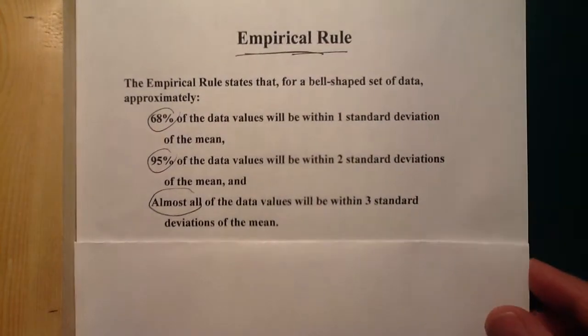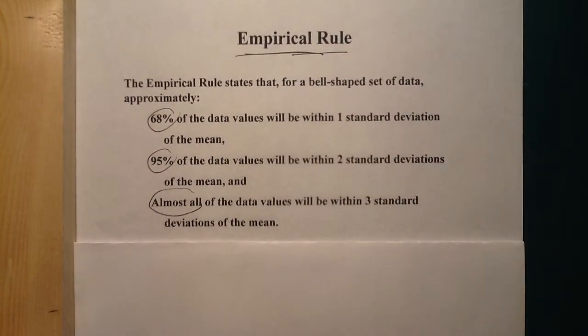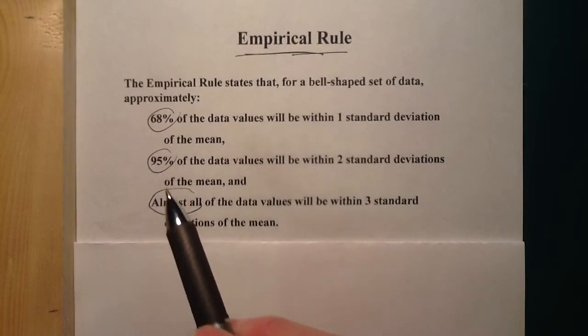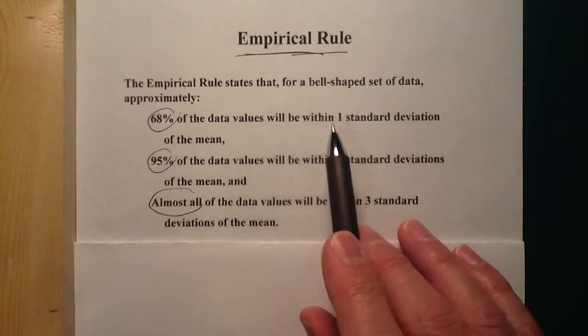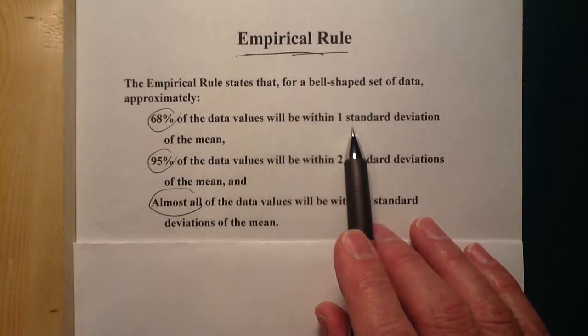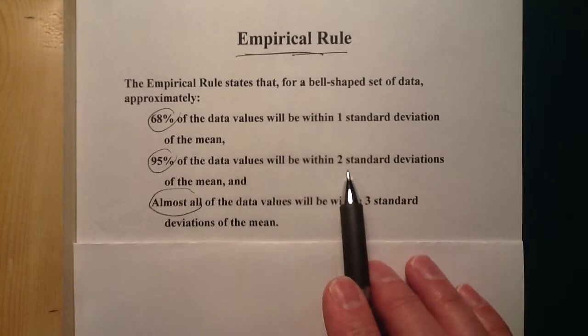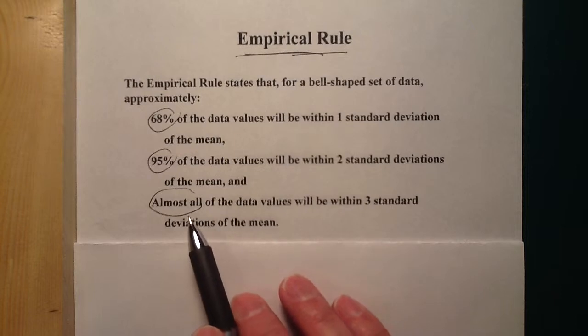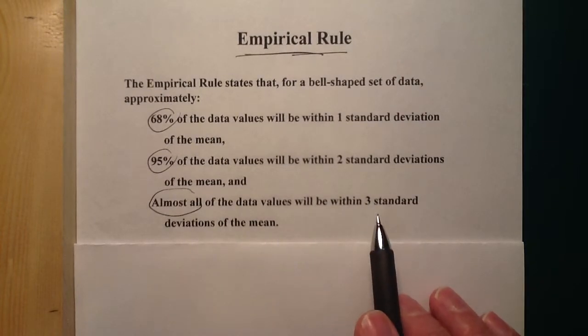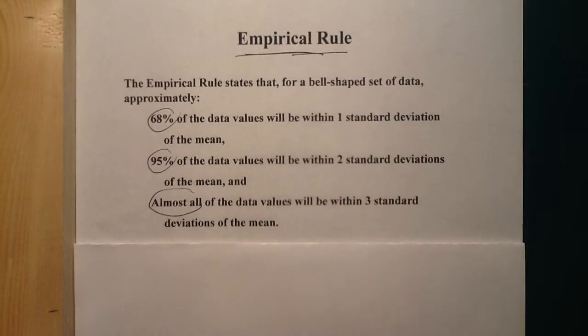Now, the empirical rule says that for a bell-shaped set of data, it tells us approximately what percent of the data will fall within certain intervals. For example, this says 68% of the data values will be within 1 standard deviation of the mean. 95% of the values will be within 2 standard deviations of the mean, and almost all the data should fall within 3 standard deviations of the mean.